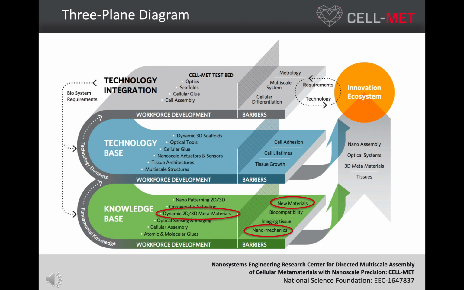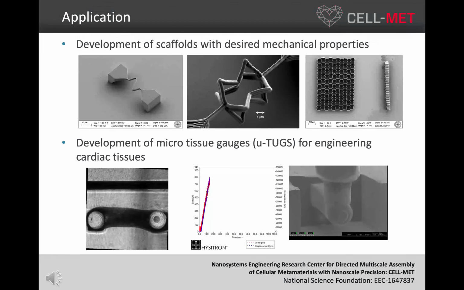So, if we look at our three-plane diagram, this work aims to develop desirable metamaterials by evaluating the mechanics of new materials and architectures. Later, these metamaterials will be integrated in the test bed. I'm going to highlight two key applications of the in situ characterization technique in CELMET. First, in situ tests provide feedback for effective design of scaffolds with desirable mechanical attributes. The images in the top row show different architectures that can be designed to cater to different support requirements.